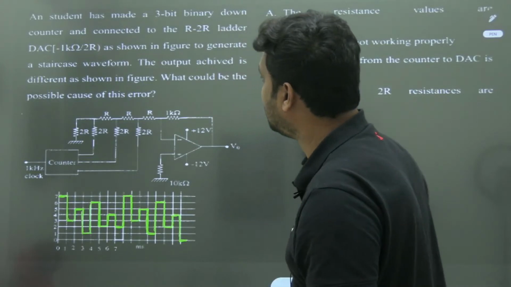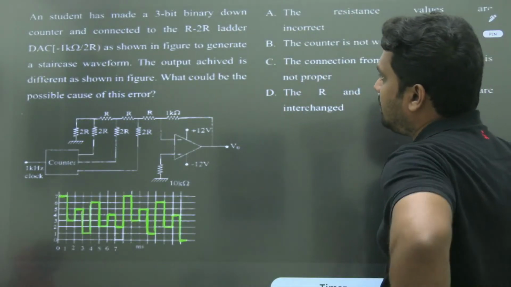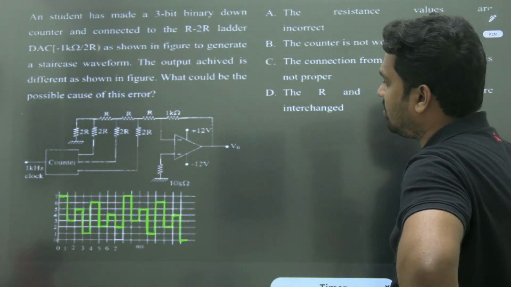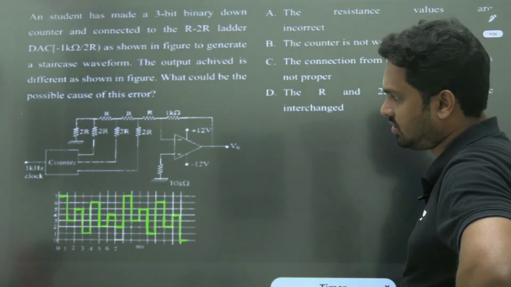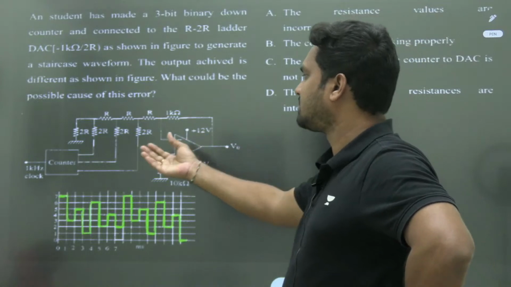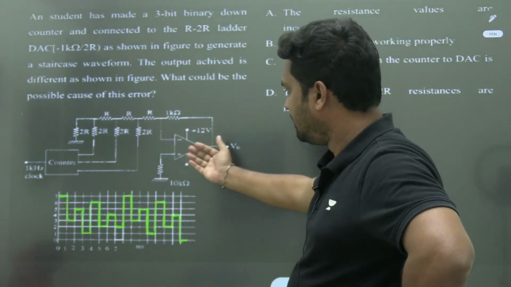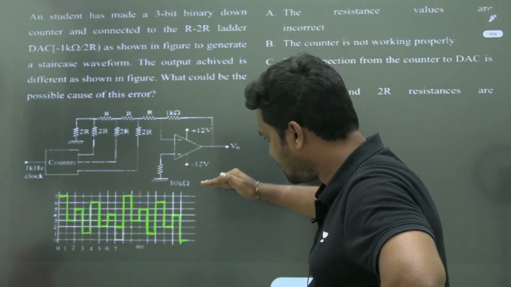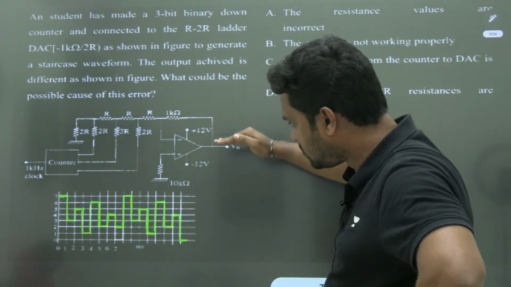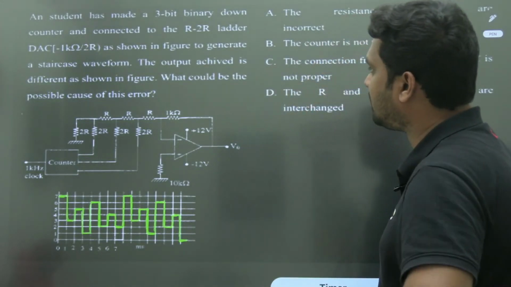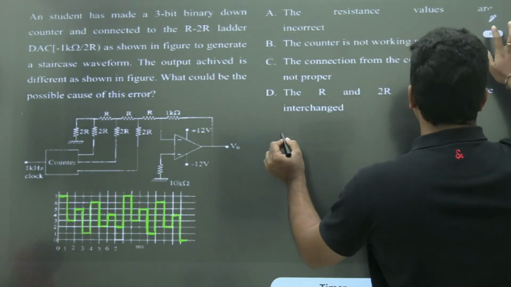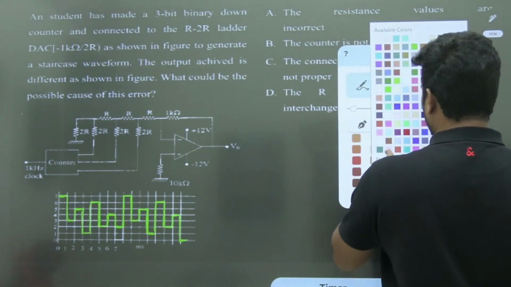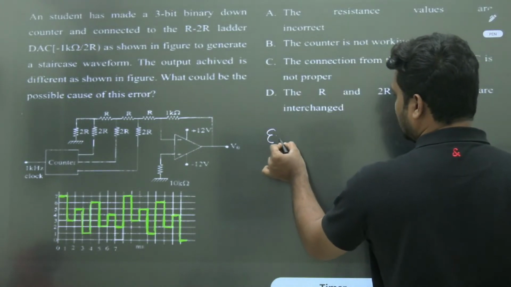Okay. So a student has made a 3-bit binary down counter connected. The binary down counter's expected output is 7, 6, 5, 4, 3, 2, 1, 0. So the counter output he has connected to the DAC. The output should be decreasing 7, 6, 5, 4, 3, 2, 1. So it should be a staircase waveform. But the output achieved is something different. So what is your expected output here?